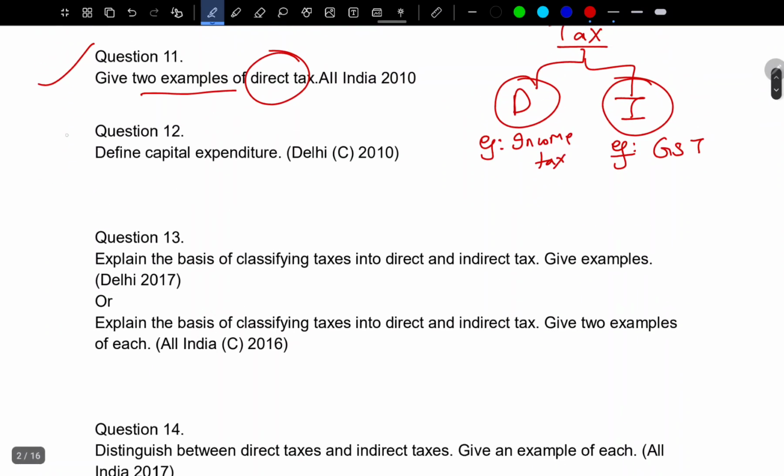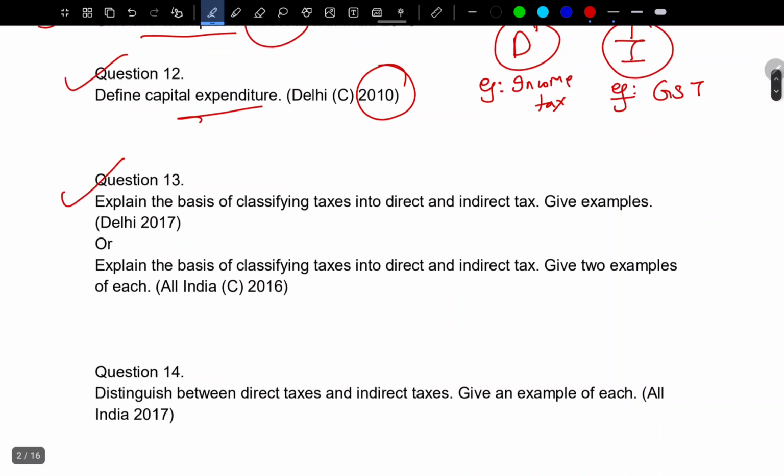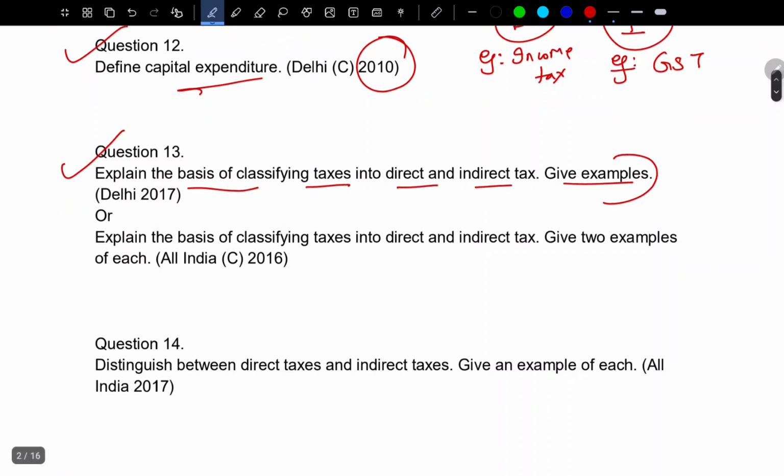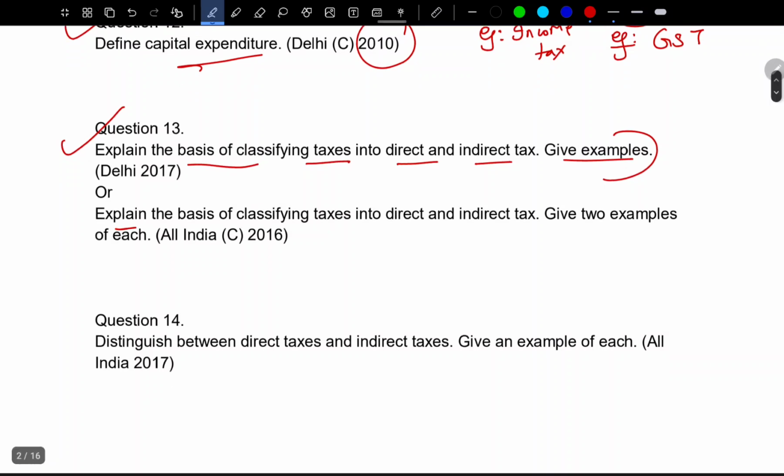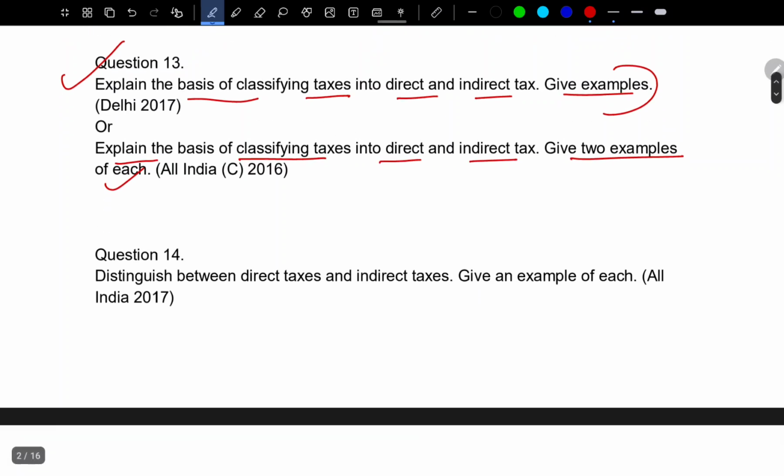Question number 12, define capital expenditure, asked in 2010. Question number 13, explain the basis of classifying taxes into direct and indirect, give examples. Here you have to give examples also, so maybe it will be a question with more marks allocated. The question is, explain the basis of classifying taxes into direct and indirect, and we have to give two examples of each.